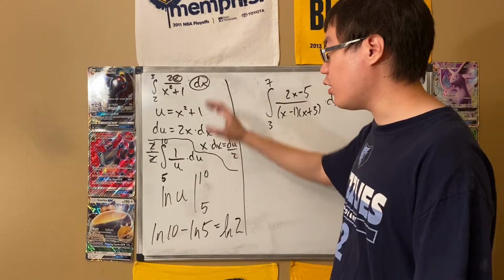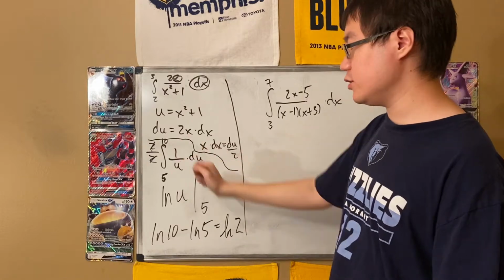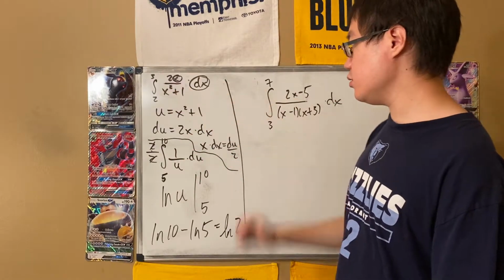We choose a u, we change all the x's to u's, including the numbers. And how do you change the numbers? You plug in your old numbers into your u.